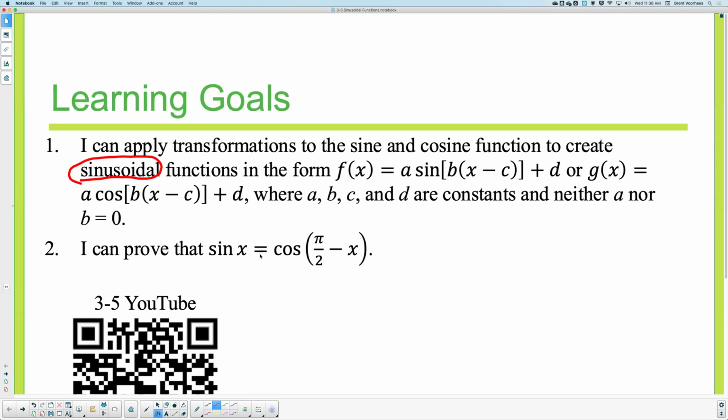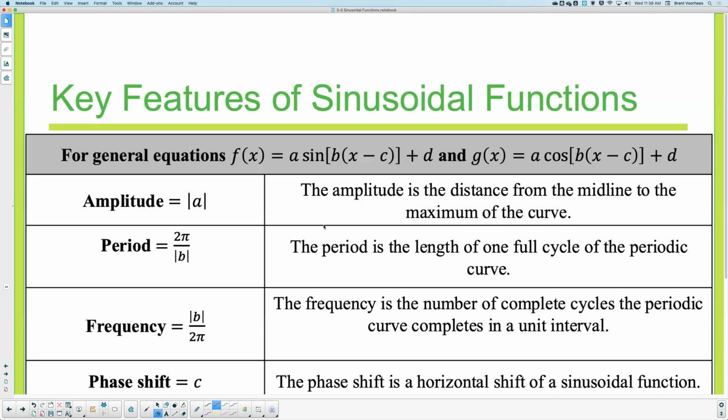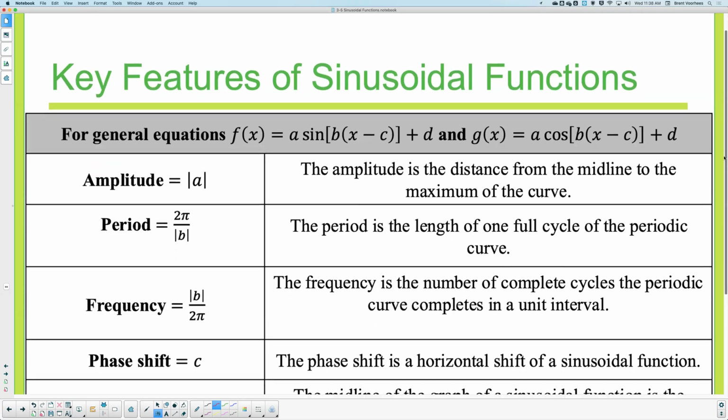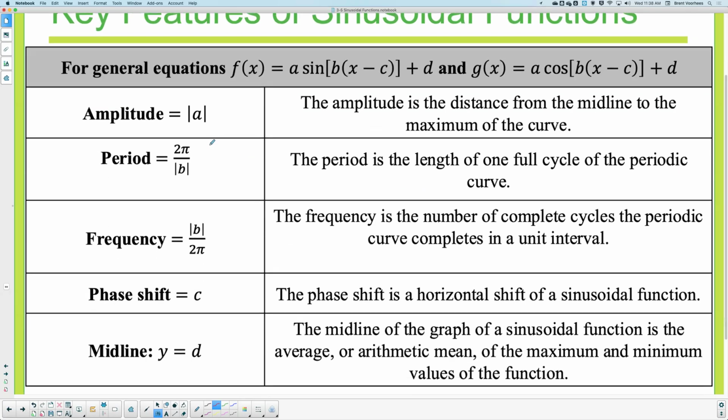We're also going to look at this formula down here. It's called the cofunction formula. We'll see that later. But for now, let's start with this. On this slide here, this is like a cheat sheet that I will go over as we go through today. So I'm not going to spend any time here. It's a cheat sheet for you later.